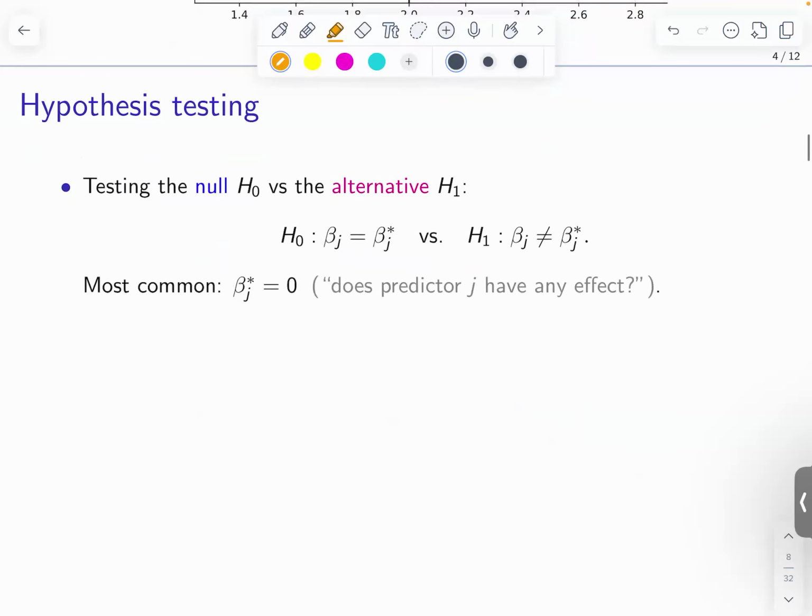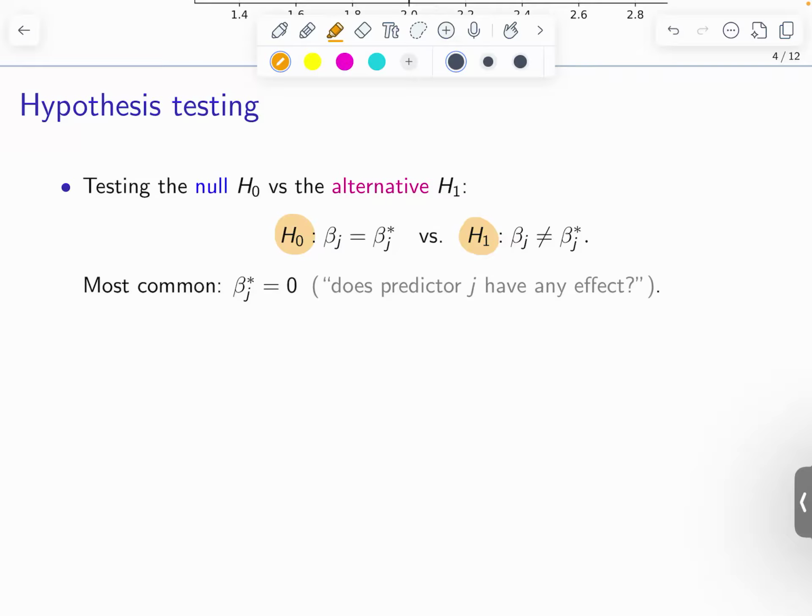What is a hypothesis testing problem? It's kind of similar, but here rather than building an interval, we're going to decide whether, for example, a particular parameter takes a certain value or not. So we have two hypotheses: hypothesis 0 and 1. 0 would be the null, 1 would be the alternative.